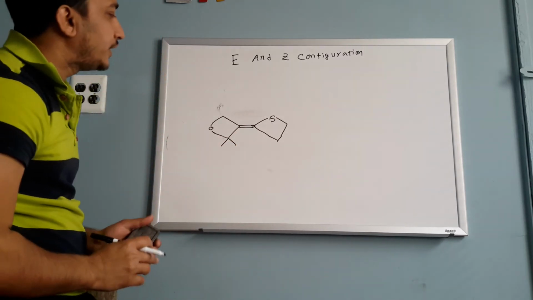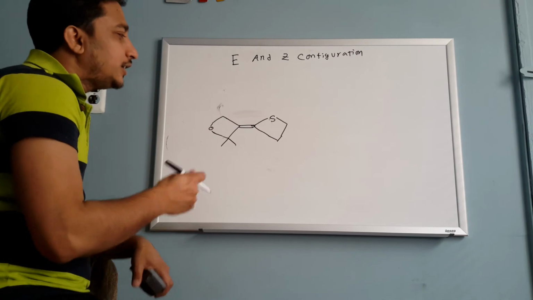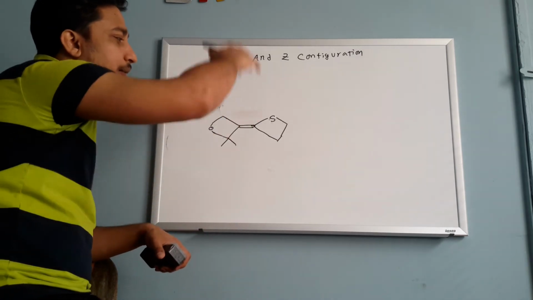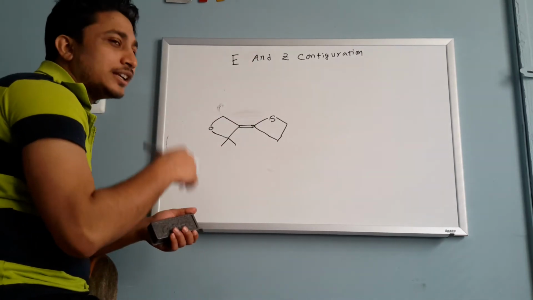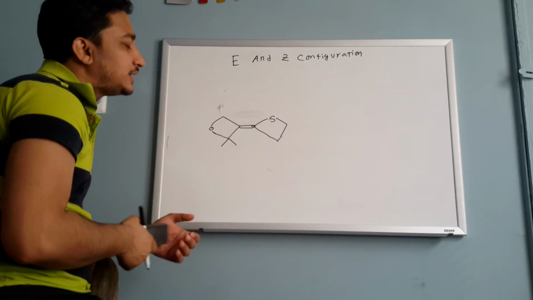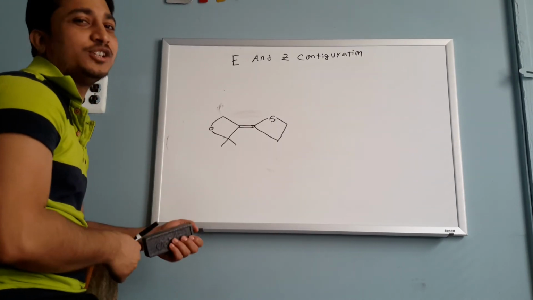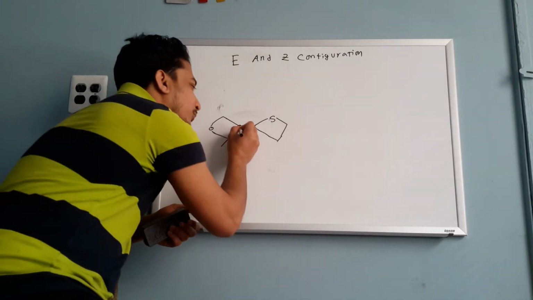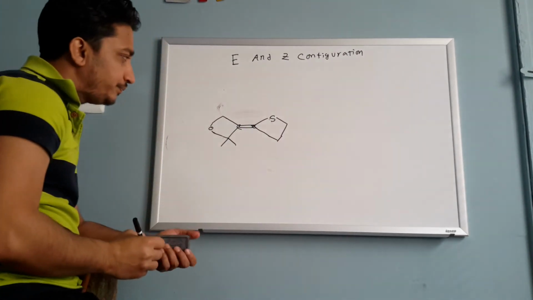Okay, so find out the E and Z configuration. Okay, it's a little bit tricky. There is no up, down or something. This is a cyclo. So cyclo cases, but still you can figure out this is an E or Z configuration. How? This is my carbon. You do know, right? This is my carbon.